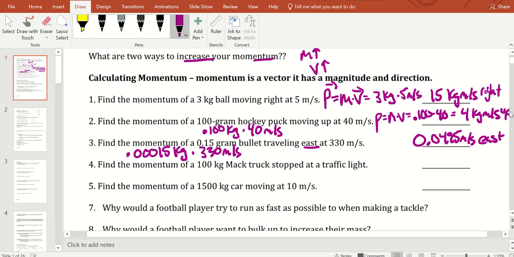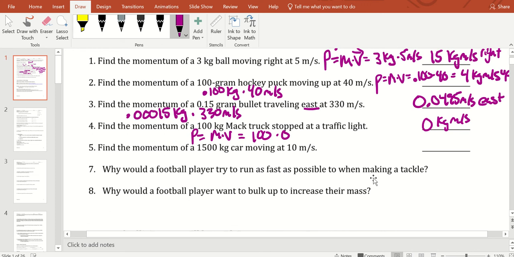Find the momentum of a 100 kilogram truck stopped at a traffic light. Well, P is equal to M times V. So anything times 0 is going to be 0. Find the momentum of a 1,500 kilogram car moving at 10 meters per second. And that should be 15,000 kilogram meters per second.